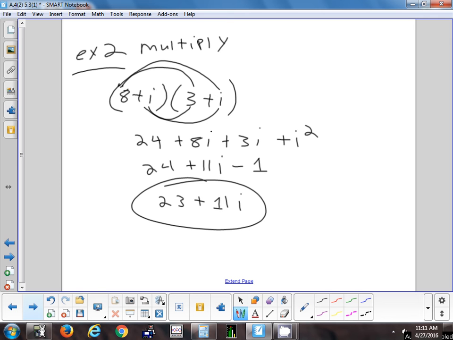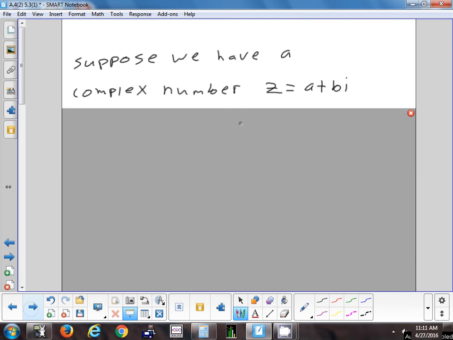A little confusing when I have 1s next to the i. I'll try to make them look different. So 23 plus 11i. Good. Any questions on that one? All right.